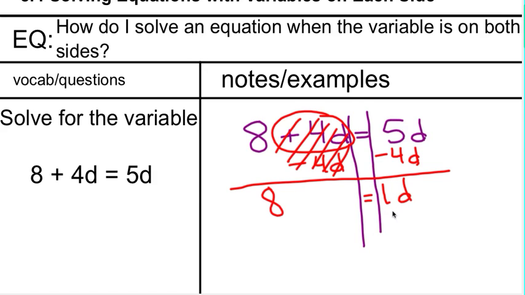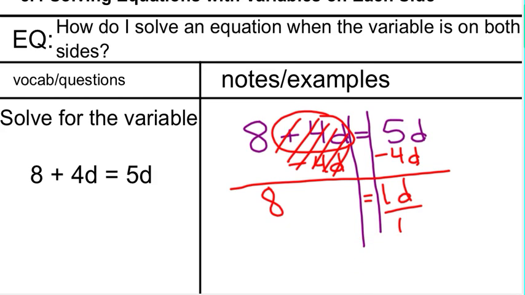Now, I could divide both sides by 1, and my final answer would be 8. It's not necessary to divide by 1 because it's not going to change anything. Dividing something by 1 leaves it the same. But that would be one way to solve this problem.